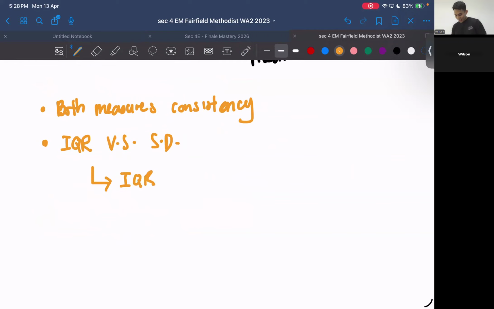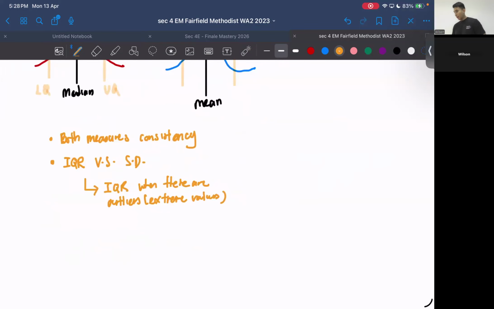Okay, interquartile range is very good when there are outliers. Okay, so outliers are extreme values. Remember, we talked about this before. Extreme values over here. Now, because I'm just looking at the central data, I don't care whether the extreme values is 0 or 100 or whatever it is. I'm just looking at the middle and then from there 50% out, right? So that's very good when it's your outliers.